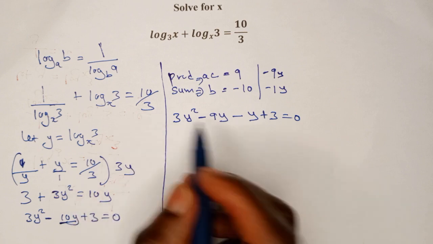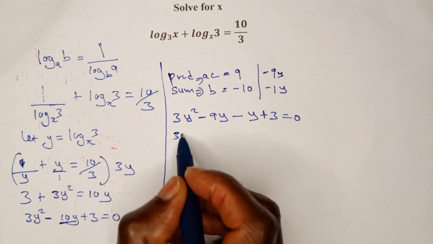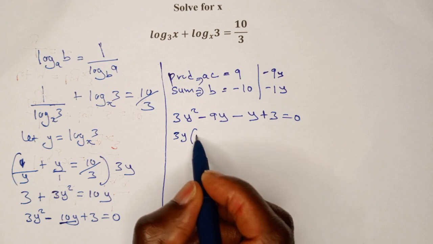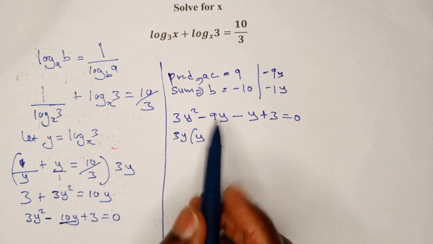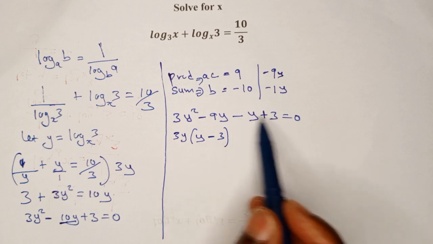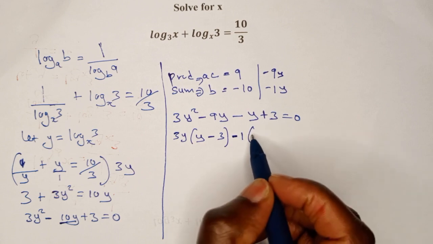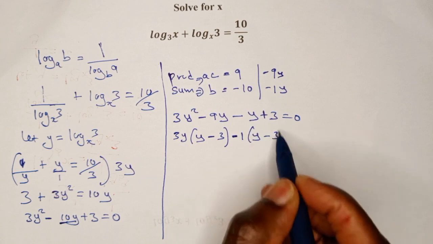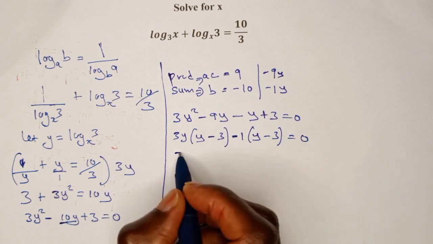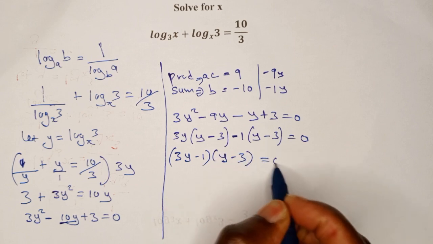Finally, we factor whatever is common between the first two, which is 3y. You're going to remain here with 3y goes here, y, then 3y goes here, minus 3. You close that bracket, then you check what is common between these two, which is negative 1. You factor it out, so you're going to have y minus 3 again is equal to 0. These two, put them under one bracket. This will be 3y minus 1 and y minus 3 is equal to 0.